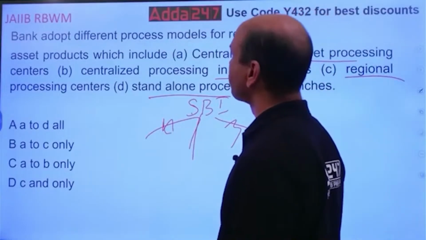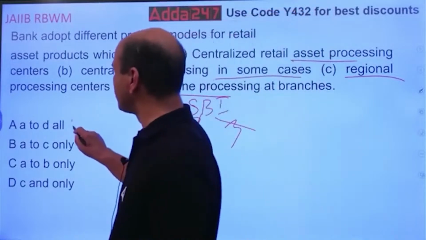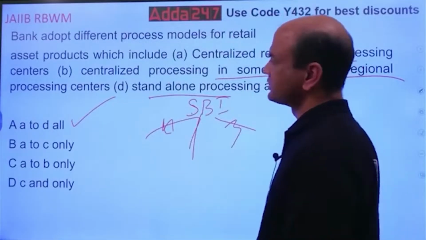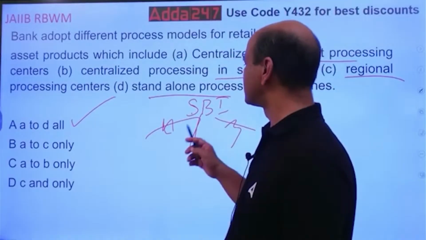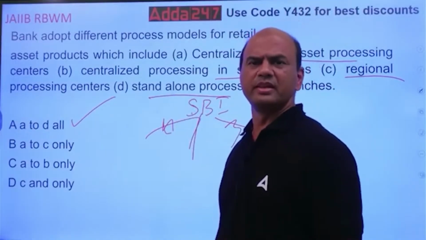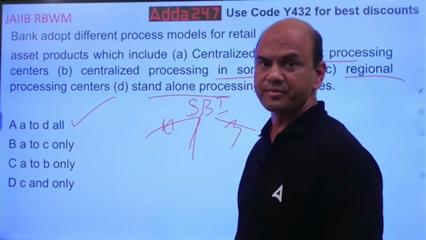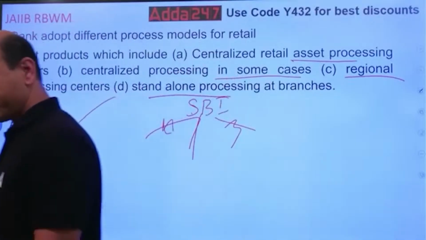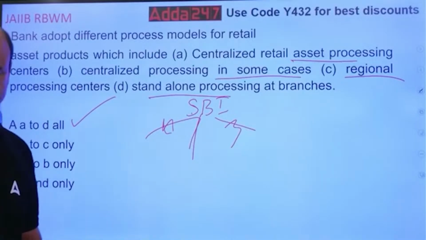But banks adopt all the models, A to D, because it depends on the bank, whether it's a smaller bank. Nowadays, everyone is shifting to this CPU model. Let it be regional, let it be central, anything, but they are shifting. Standalone processing is done in very few banks. Very few. Got it?